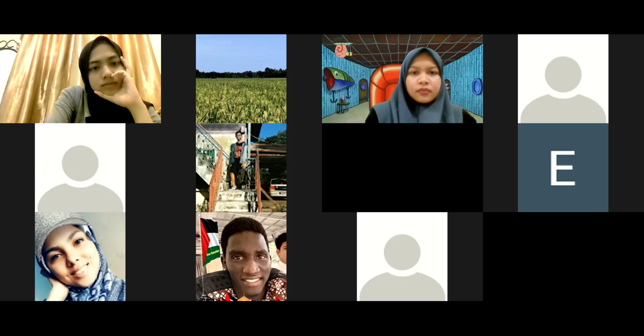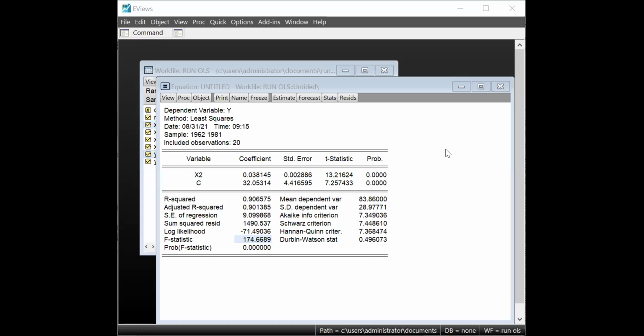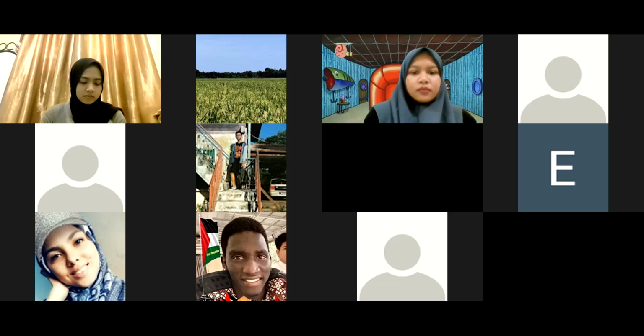Okay. So this is how to run your data in EViews. This is the simple regression model. So we get here this constant, 32 point something. This one is beta 2. Here we see that this result is good because it is statistically significant, and theoretically also significant. Okay, any question? No question?